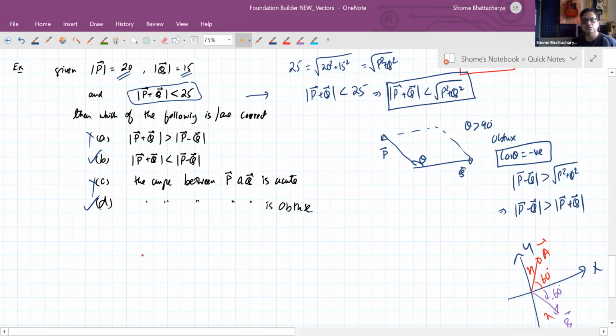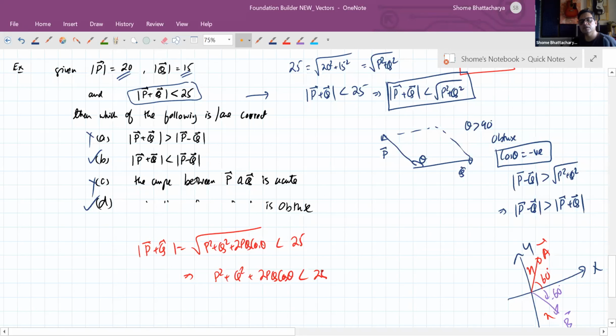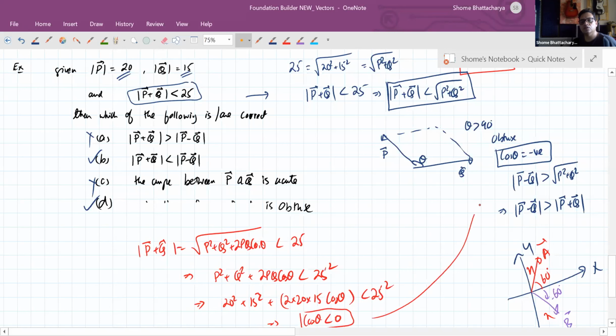Otherwise, what you have to do is you have to understand that mod of P plus Q is root of P square plus Q square plus 2PQ cos theta. Now this is less than 25. Okay. So that means P square plus Q square plus 2PQ cos theta is less than 25 square. So 20 square plus 15 square plus this 2PQ cos theta is less than 25 square. So this will show you that cos theta is less than 0. So once you know cos theta is less than 0, then you will come to this conclusion.